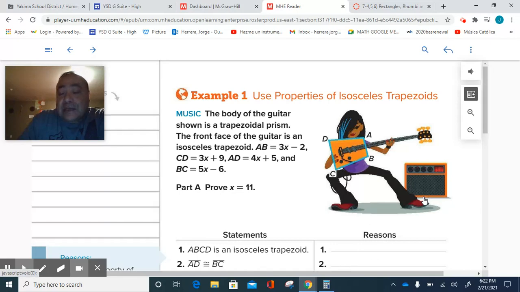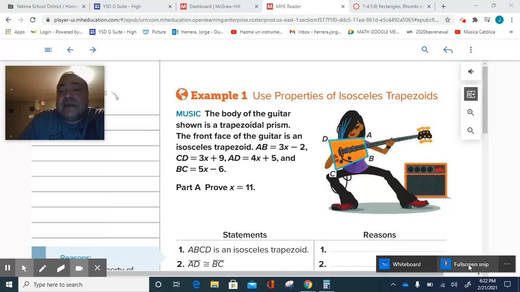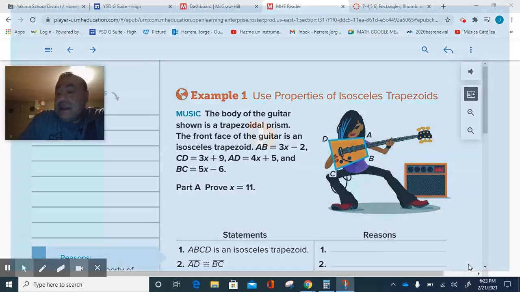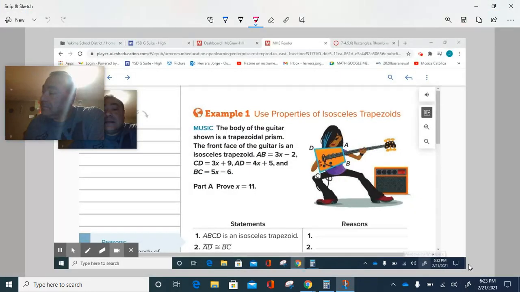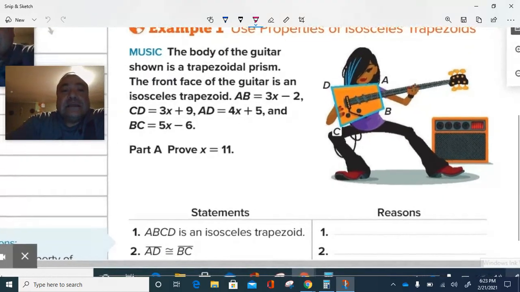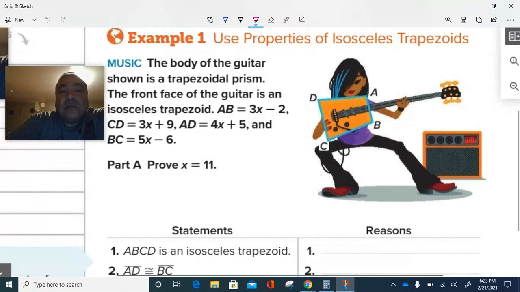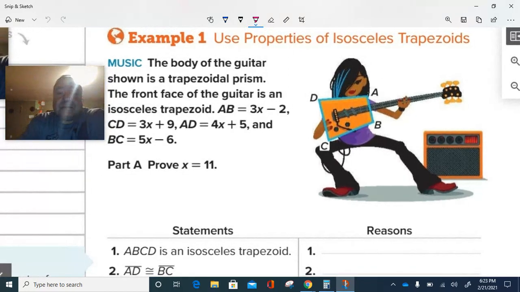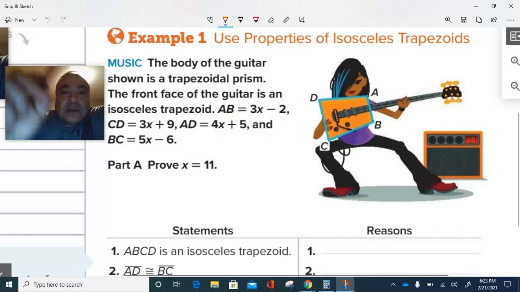We need to prove x equals 11 in this situation. So let me snip it just a little bit, and then we'll take it from there. In this example, they give us a lot of information that we might not need, or we might need.